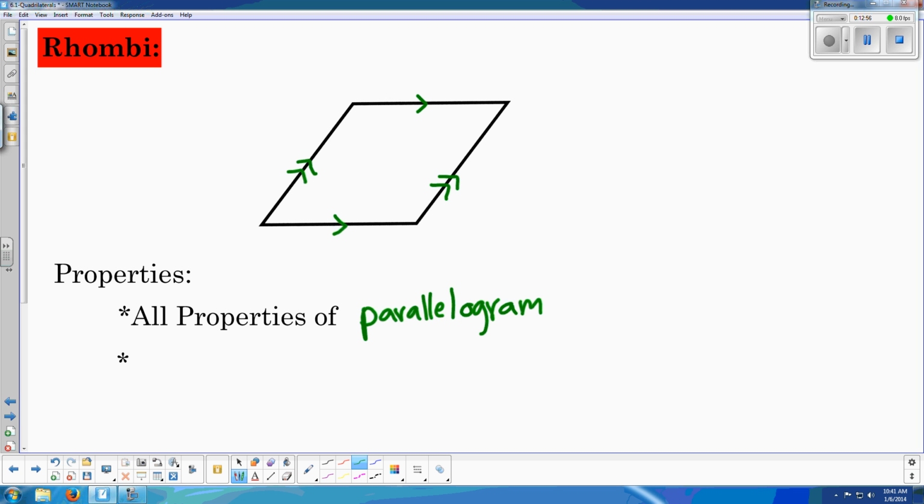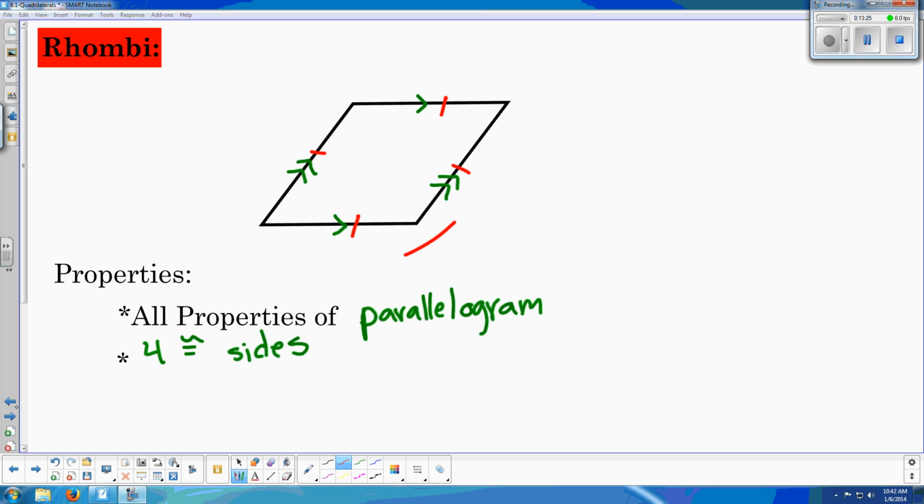Now, the other thing we know is that we have four congruent sides. So let me get another color. We can say that this side is congruent to this side, which is congruent to this side, and this side. I know it might not look like it, but all of these sides are congruent, and that is what we know about a rhombus: it's a parallelogram with four congruent sides.